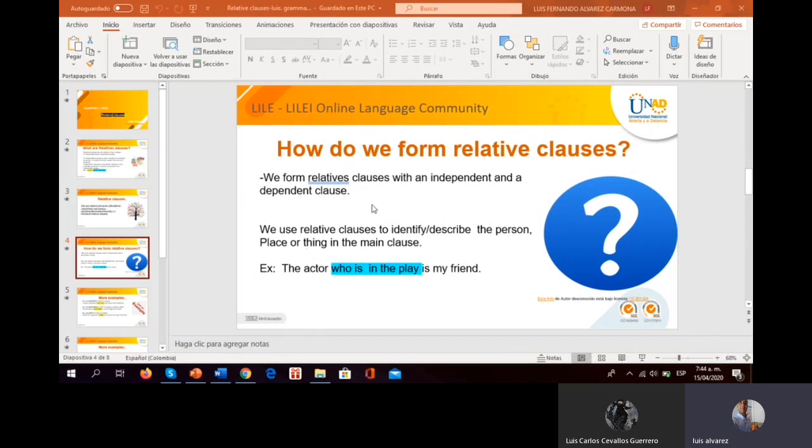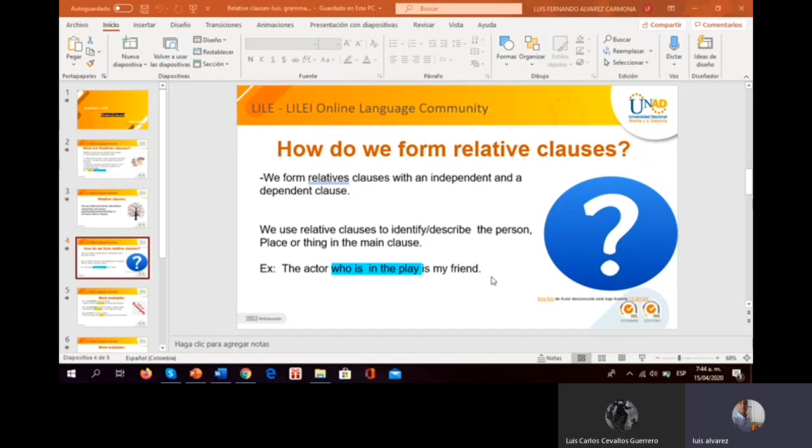And there is a general description, and it says in here, we form relative clauses with an independent and a dependent clause. This is something that we already discussed at the very beginning. I gave a general definition about the formation of relative clauses. And here we're going to pay special attention to the use. We use relative clauses to identify or describe the person, place, or thing in the main clause.